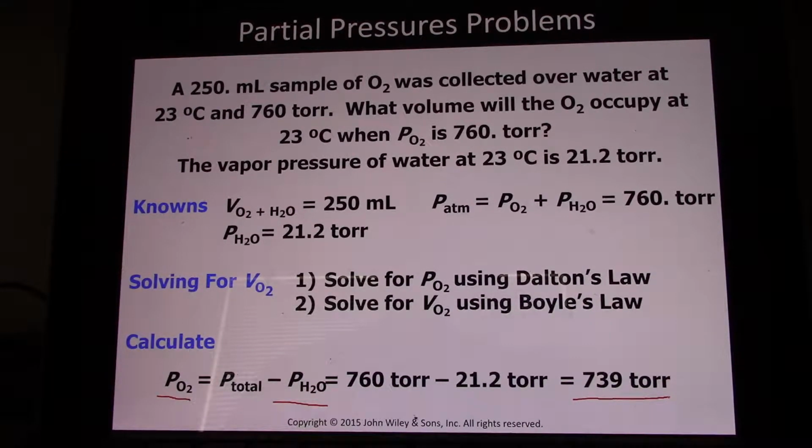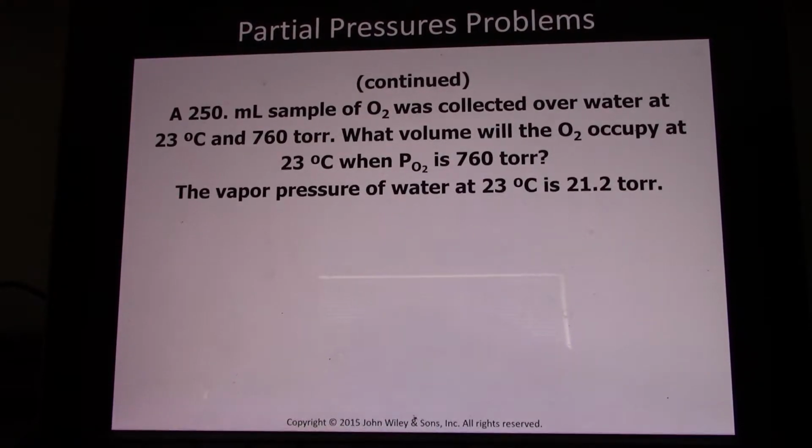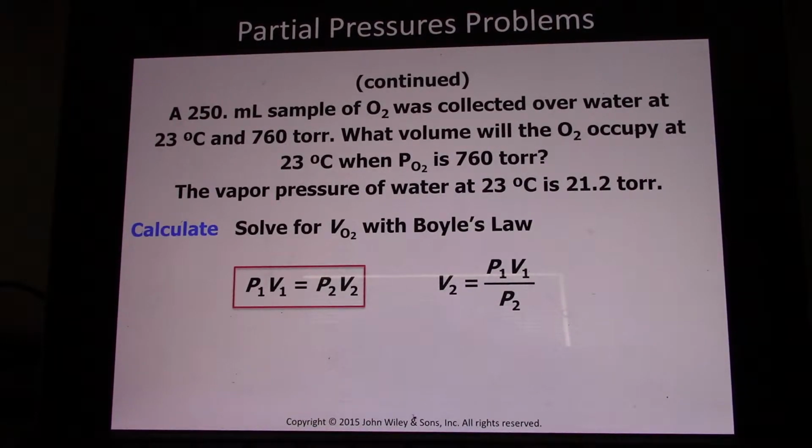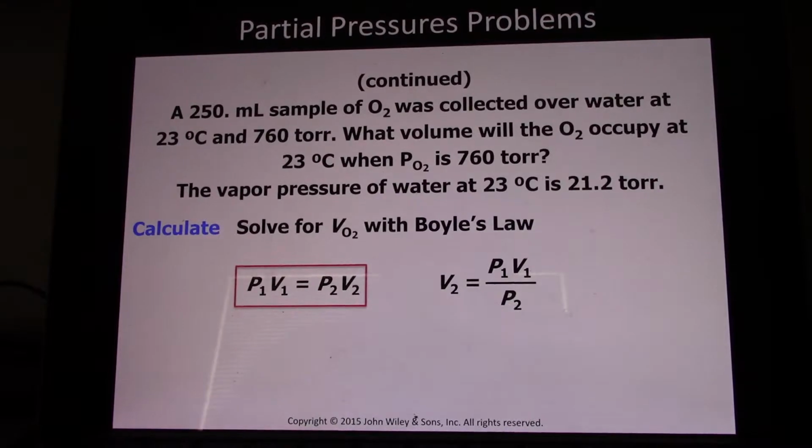Now they want to know what volume this will occupy if we change the partial pressure of oxygen from 739 torr to 760 torr. And this is going to be a Boyle's law problem, because we have an initial pressure, 739 torr, we have an initial volume, 250 milliliters, we have a final pressure, 760 torr, and they want to know what the final volume will be.